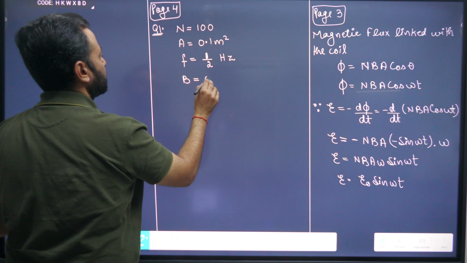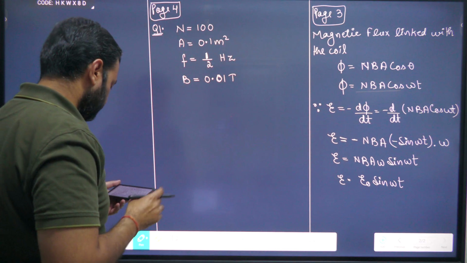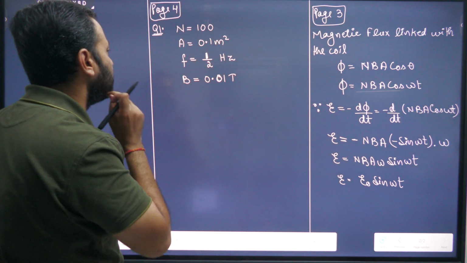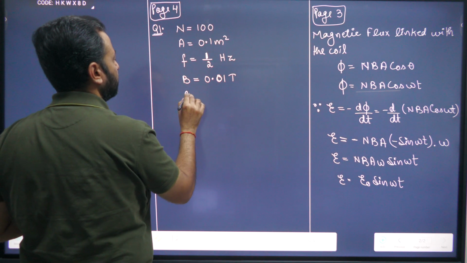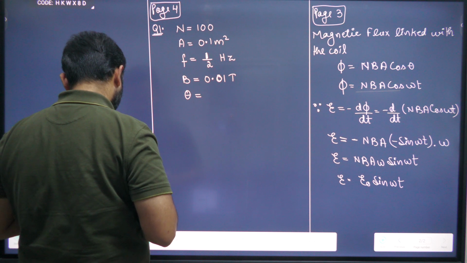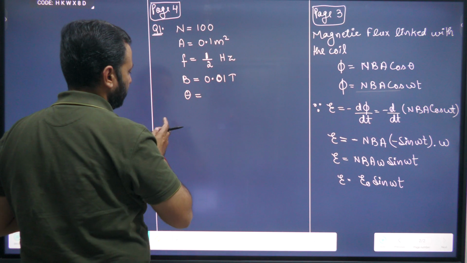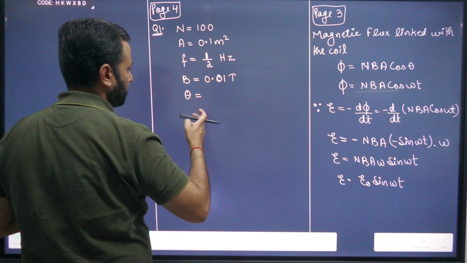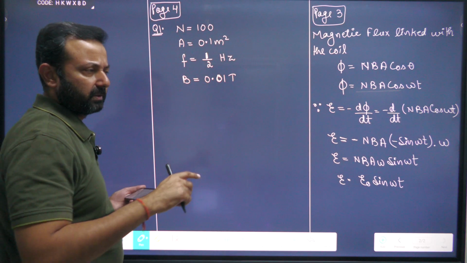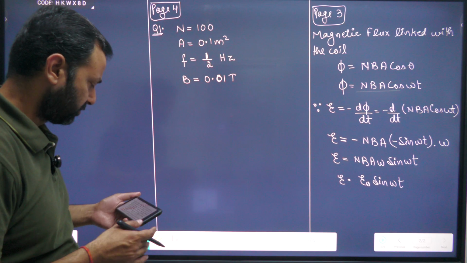Magnetic field B is 0.01 Tesla, perpendicular to the axis of rotation of the coil. Perpendicular to the axis of rotation, it means that theta... The magnetic field is like this, and the axis of rotation is like this. Always the magnetic field is perpendicular to the axis of rotation. It is not along the axis of rotation. So this is just to confuse us.